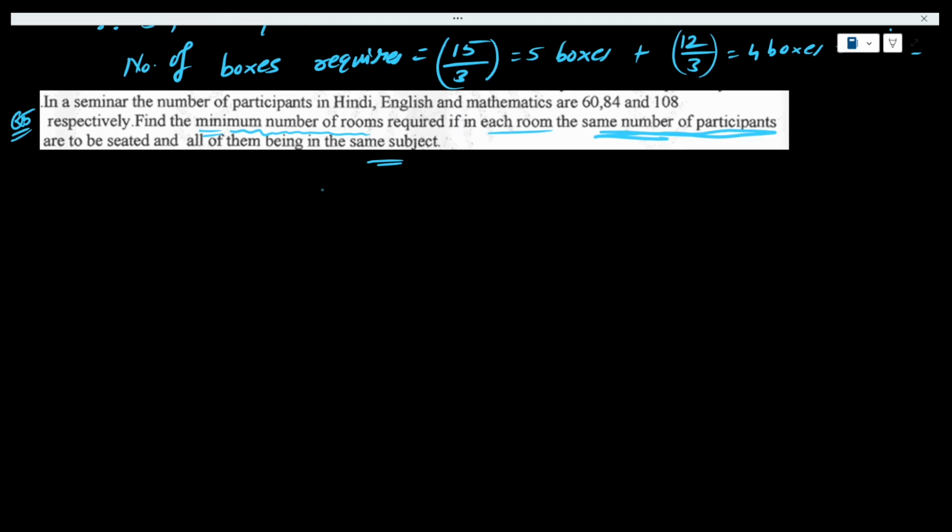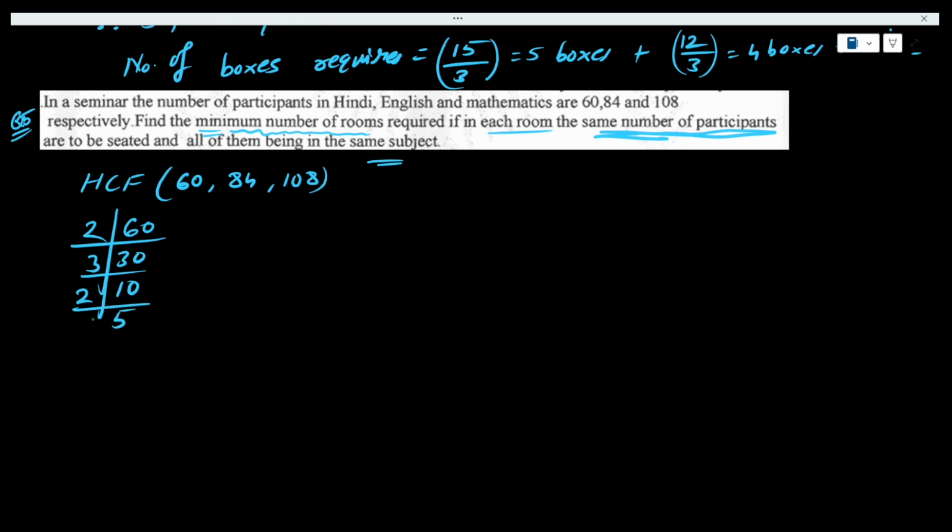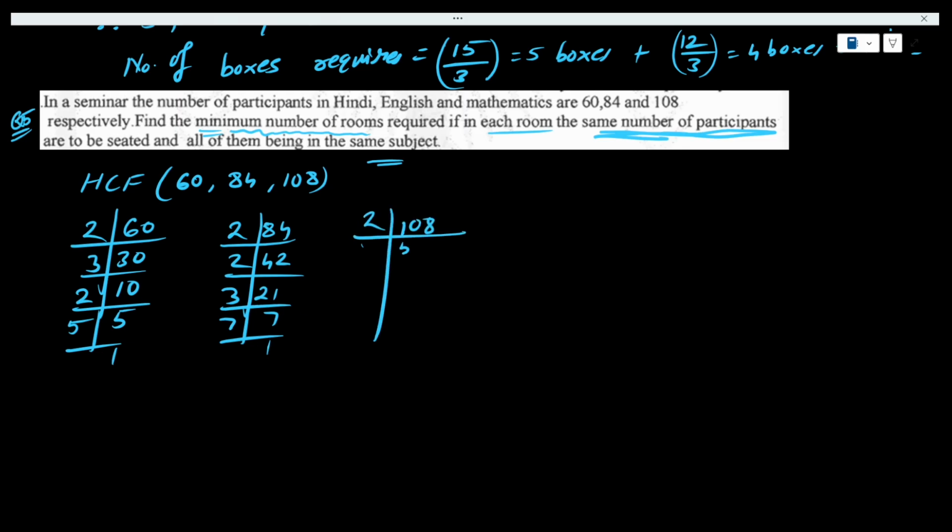So Hindi students will be divided among some number of rooms equally, right? So what we need to find out here is not LCM, it is the HCF of 60, 84 and 108. How will you do it here? Always you have to take only prime factors. First, I'll take 60. Then the 84 prime factorization you have to do: 2 ones are, 3 sevens are, 7 ones are. Then 108 also you can take prime factorization: 54, 27, 3 nines are, 3 threes are, 3 ones are.